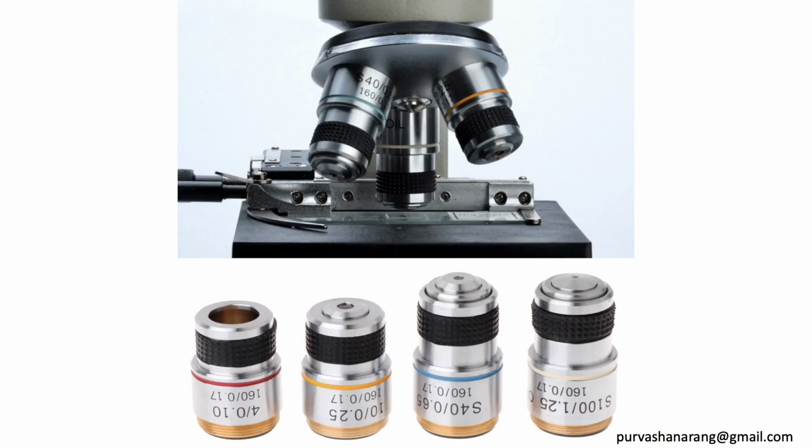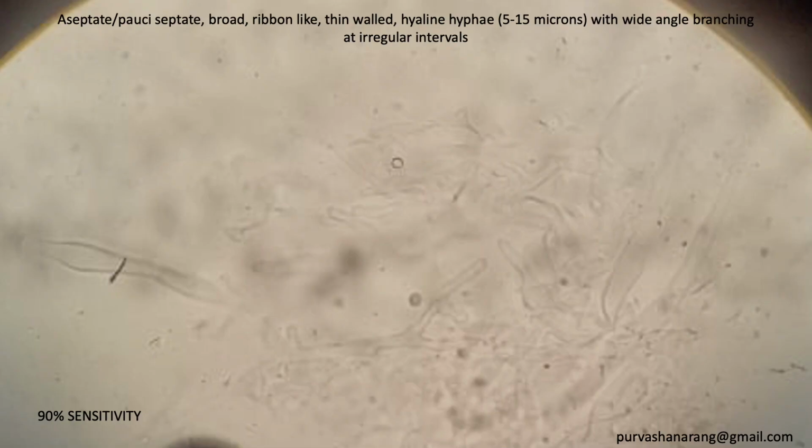Under the microscope, focus the slide initially at 10x magnification and scan the slide to identify any field where thread-like hyphae are suspected to be present. Then at the same field, increase the magnification to 40 times and observe the morphological details of the fungus seen. As seen here, mucor is 5 to 15 microns in size and appears like broad ribbon-like hyaline hyphae that are aseptate or pauciseptate and show wide angle branching at irregular intervals.